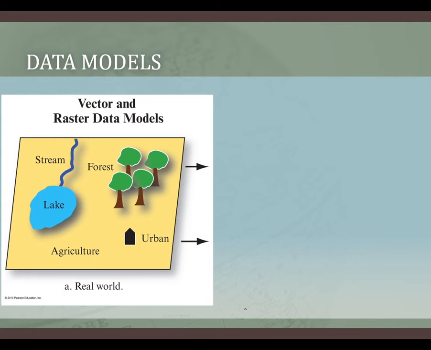Okay guys, so these are the different data models in brief. Let me show you what I mean here. This is the real world. We have a lake, a stream, forest, agriculture, and urban, and I want to draw that. We have two ways to do it, like I told you: vector and raster.